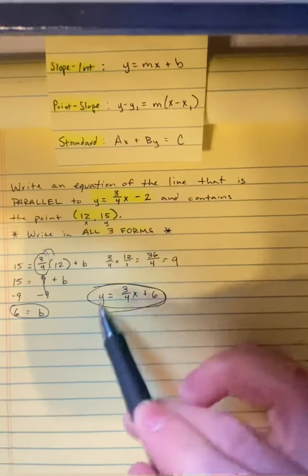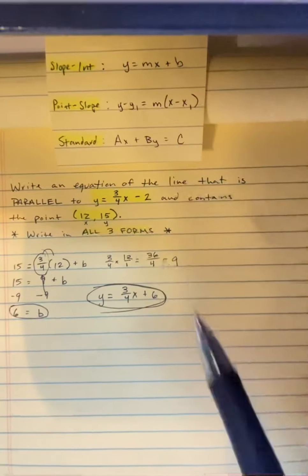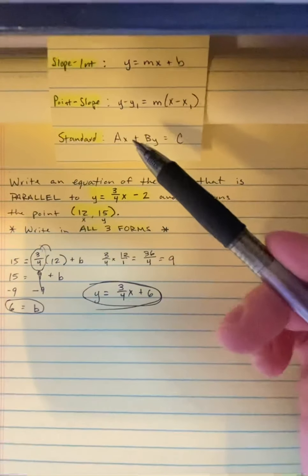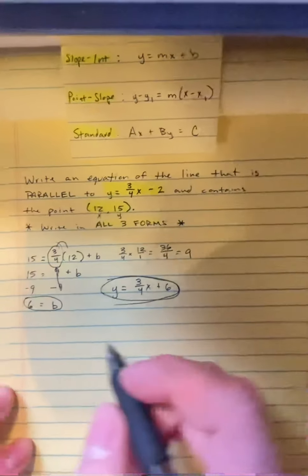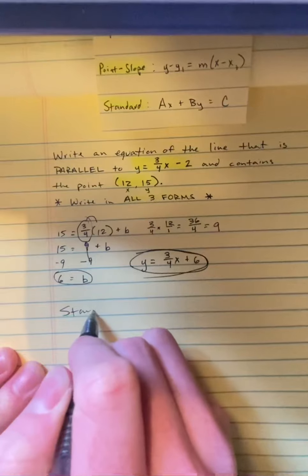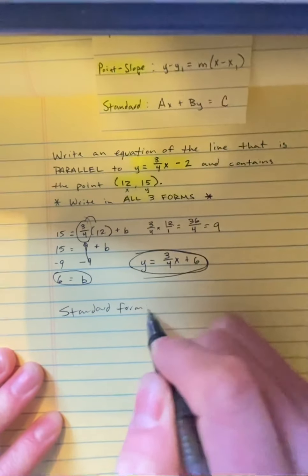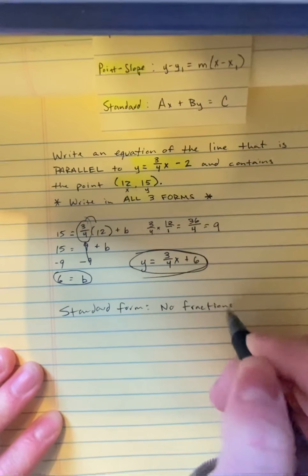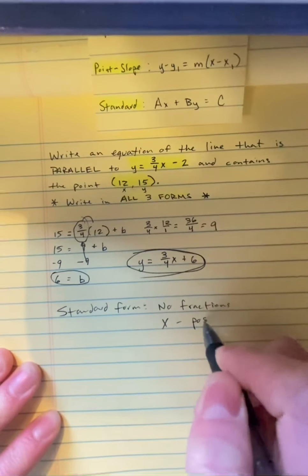Now, we can really go from slope-intercept form to standard form pretty simply. All we need to do is bring the x over to the other side. As you see, there's ax plus by equals c. And you'll remember, in standard form, we can have no fractions, and x, the coefficient for x, must be positive.